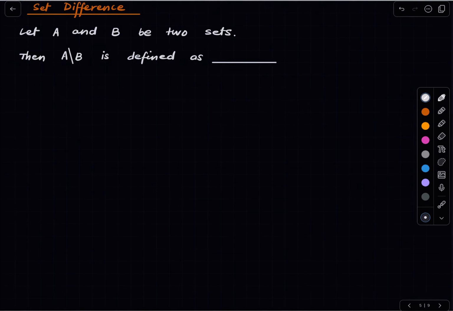Set difference. This is another very useful operation. Fix 2 sets, A and B. Then this symbol is called the difference, or many times it is also written as A minus B, but I prefer the previous one. So this is a notation. What is this set? It is defined as the set of all those elements which are in A but not in B.